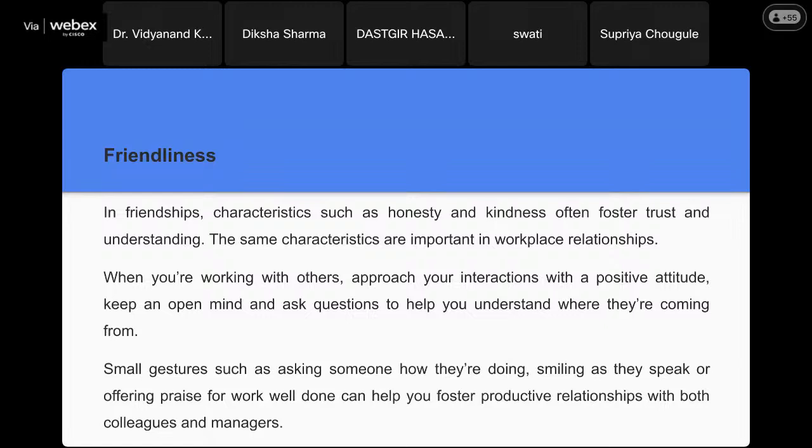So when you're working with others, approach your interactions with a positive attitude. Keep an open mind and ask questions to help you understand where they are coming from. So that is how you can create that rapport. Small gestures such as asking someone how they are doing, smiling as they speak, or offering praise for work well done can help you foster productive relationships with both colleagues and managers.